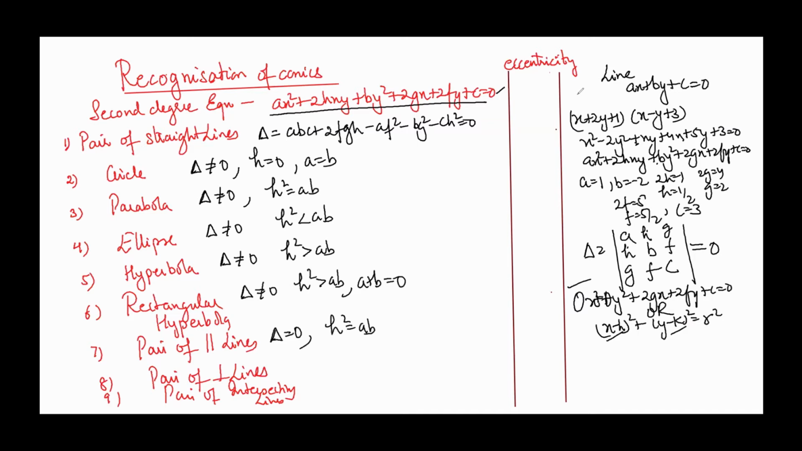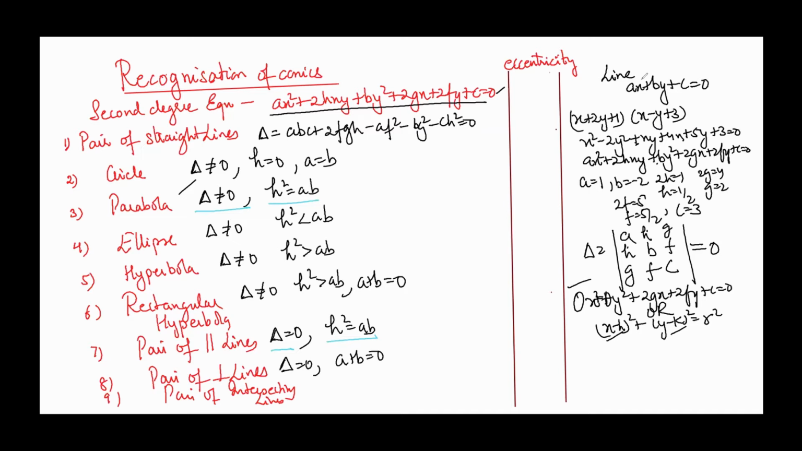This condition is similar to parabola, but in parabola, delta is not equal to 0. In pair of straight lines, delta is equal to 0 plus h square is equal to ab. For parabola, delta not equal to 0 and h square is equal to ab. Now for pair of perpendicular lines, again delta is equal to 0 and a plus b is also 0. So this is similar to rectangular hyperbola.